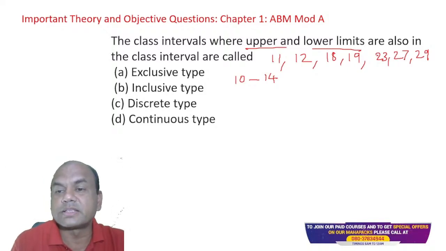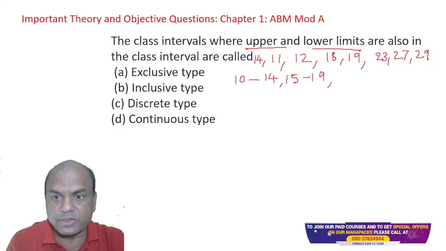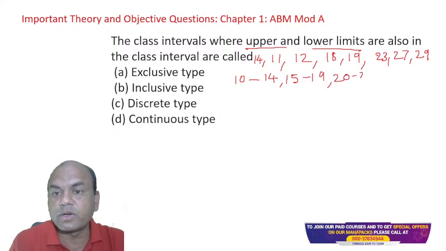Let me add one number over here, that is, let's say 14. So this is 10 to 14. Then the next one is 15 to 19, both are included. Next one is 20 to 24.